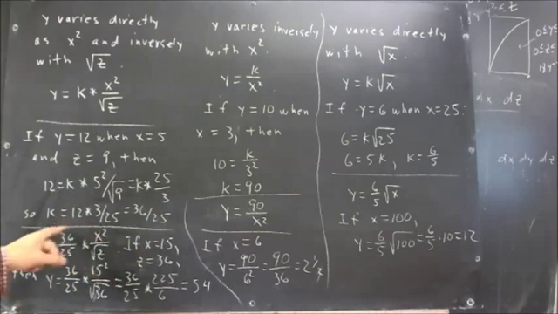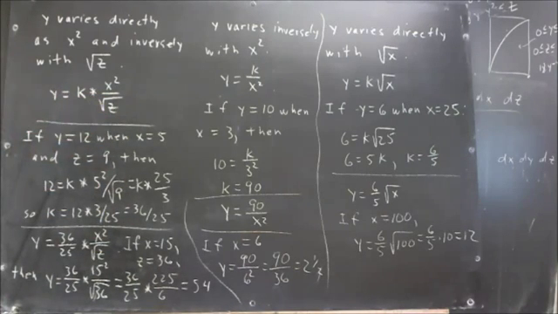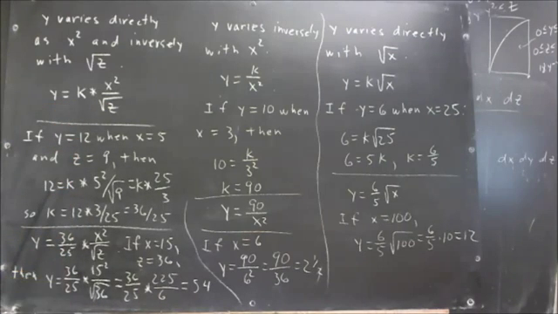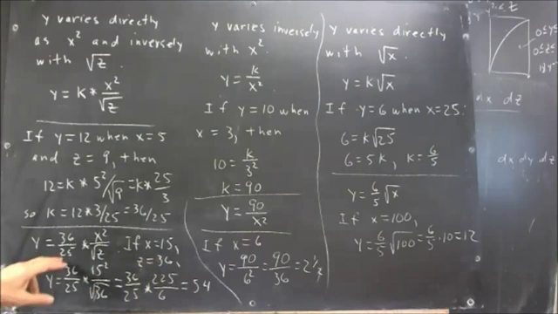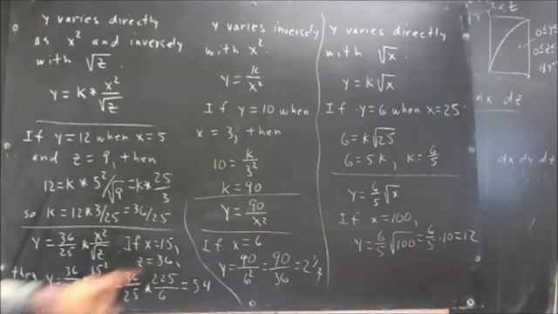We write it out and we solve for k. We get k is 36 over 25. So now we rewrite our variation equation, putting 36 over 25 in here. And here's the equation, just the same as this one, except for the k. Now, if x is 15 and z is 36, then y is 36 over 25 times x squared, 15 squared, over the square root of z, 36. We work that out, we get 54.